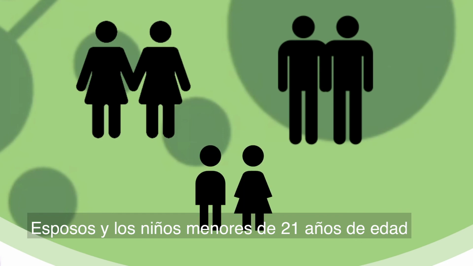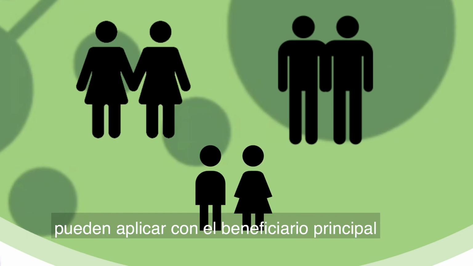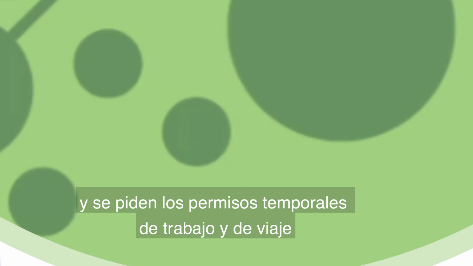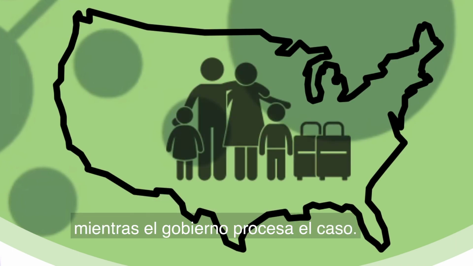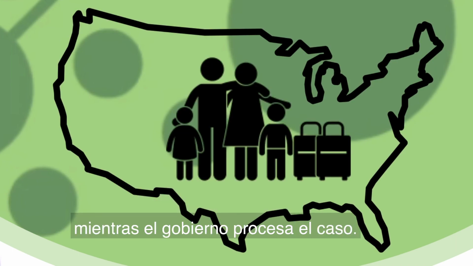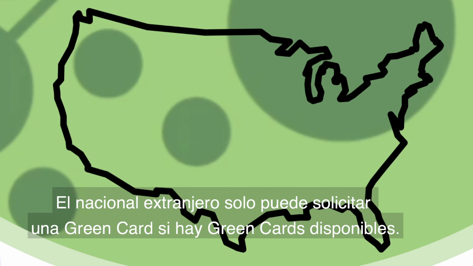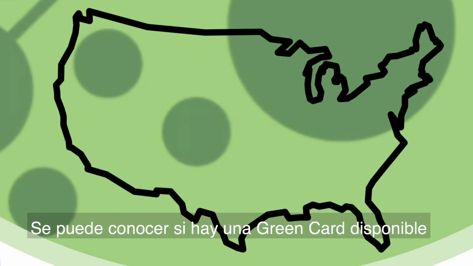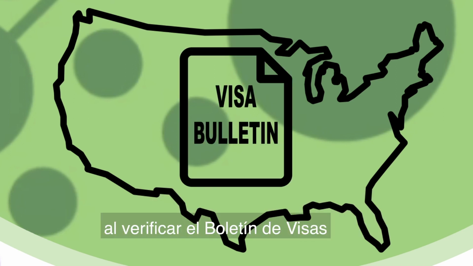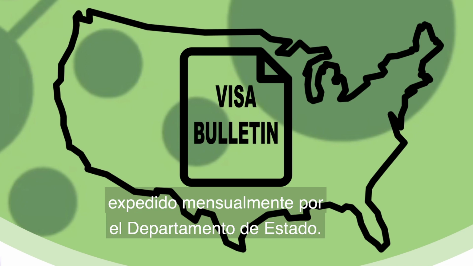Spouses and children under 21 years of age can apply with the main beneficiary and temporary working and travel permits, which are requested while the government processes the case. The foreign national can only apply for a green card if there's currently a green card available. Determine if there is a green card available by checking the visa bulletin issued monthly by the Department of State.